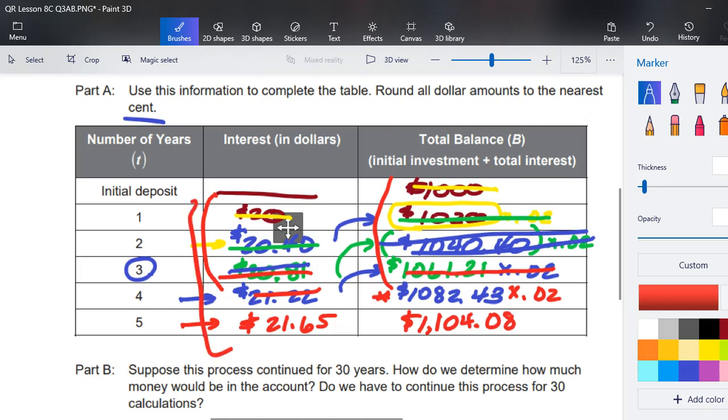Remember, all of this, when you do this on homework or a test, is going to remain showing. I just wanted to emphasize where all the numbers are coming from. Part B asks, suppose we continue this for 30 years. Oh my gosh, we only made it to year 5. How would we determine how much money would be in the account? Yes, we would have to continue this process. And 7 and 8 and 9 and 10, surely there's a better way. Well, I'm glad you asked. That brings us to the next part of our lesson.